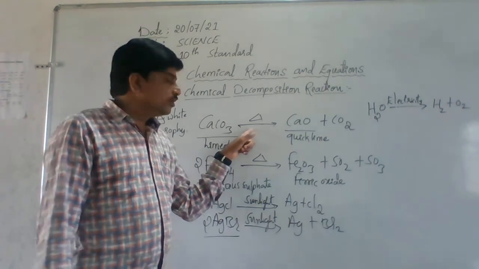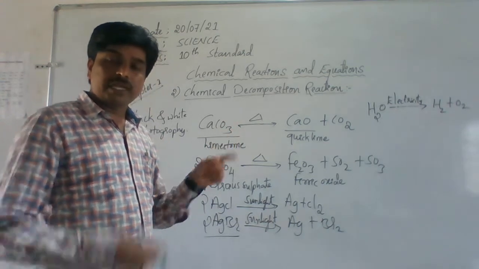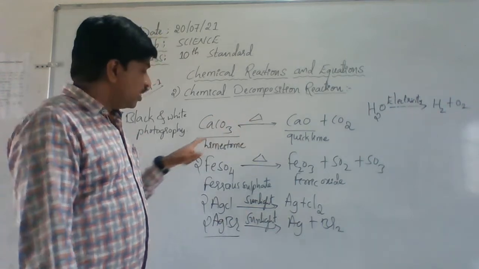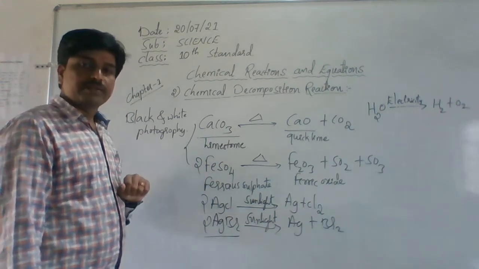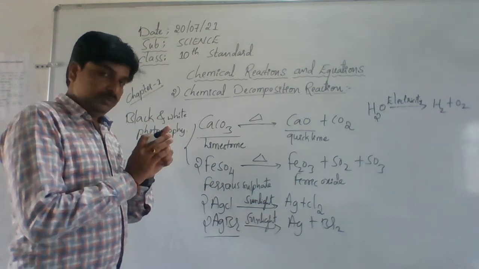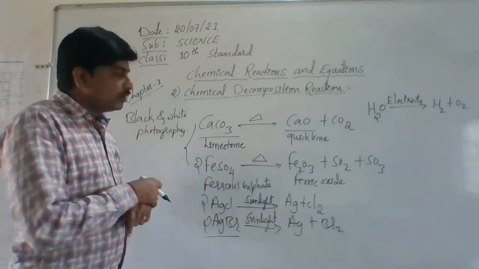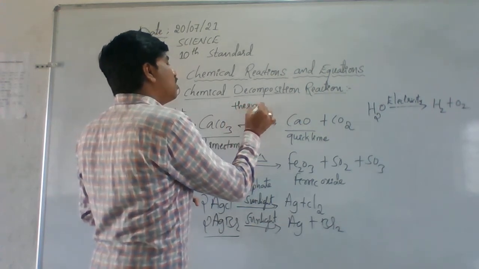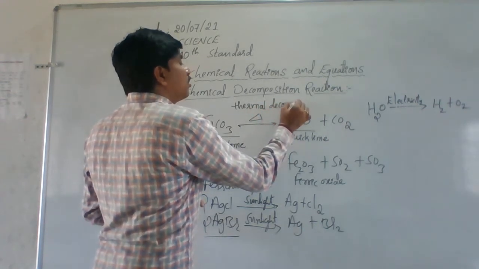So here in this case, this reaction we call thermal decomposition. What is thermal? Thermal means heat. We break down this compound by giving heat. Here also, calcium carbonate and ferrous sulfate are there. Here we are breaking down these two compounds by heating them, by heating only. So such reactions are called, what is this called? Thermal decomposition. This is thermal decomposition.